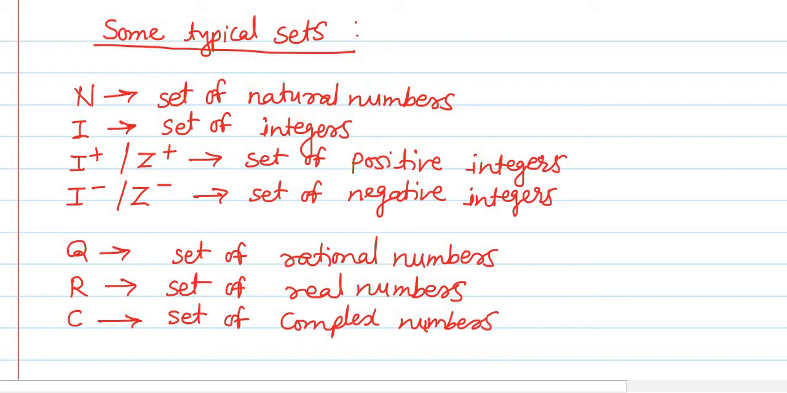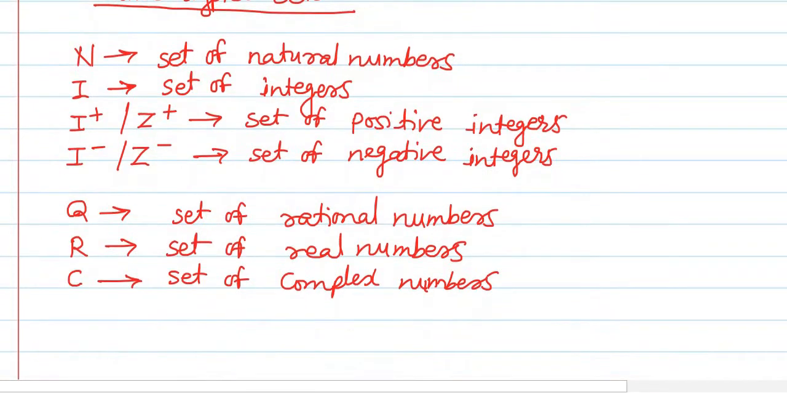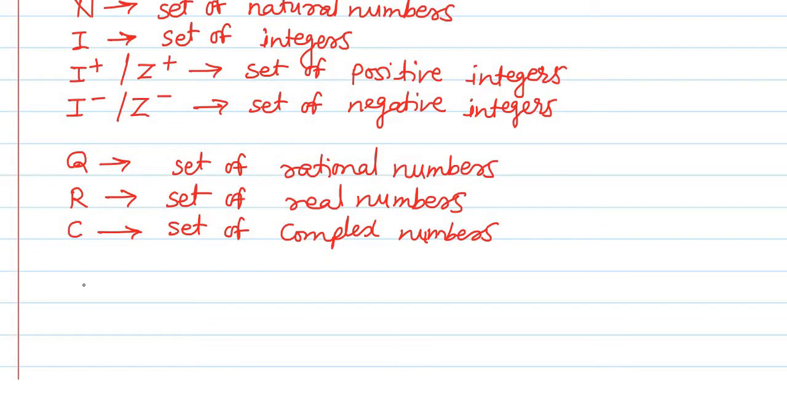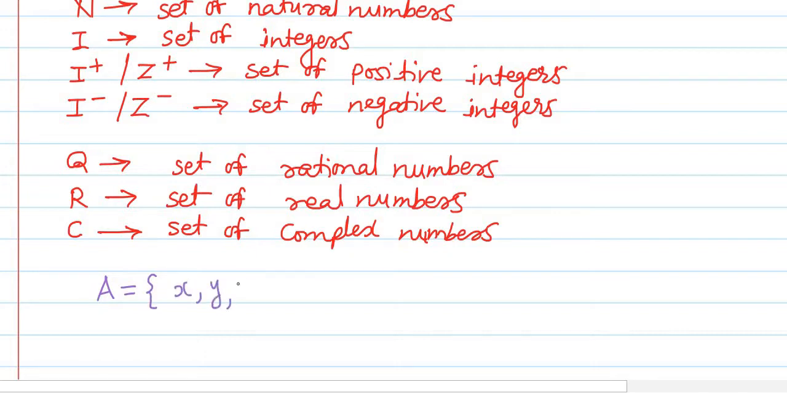In the last class we have studied the number system in detail, and at that time we also discussed all these sets. To denote a set, we commonly use two methods. The first method is the method of listing, in which we write all the members of the set separated by commas, that is, in the form of a list. For example, if we have the set A which consists of the members X, Y, Z, then this is one example of the method of listing.